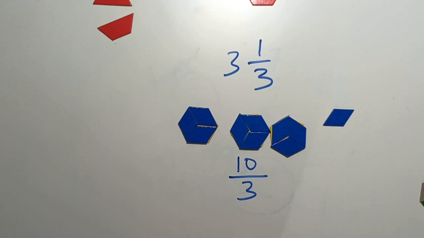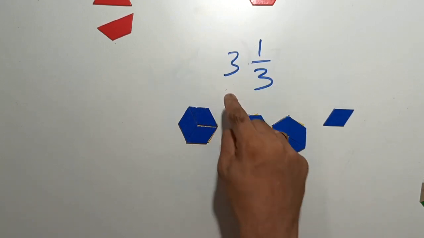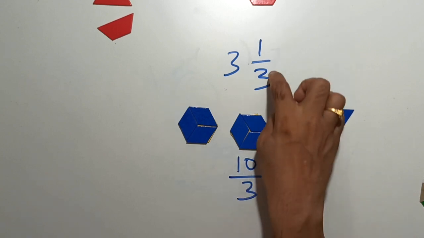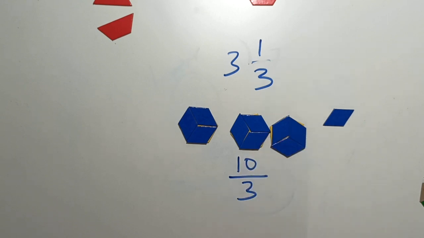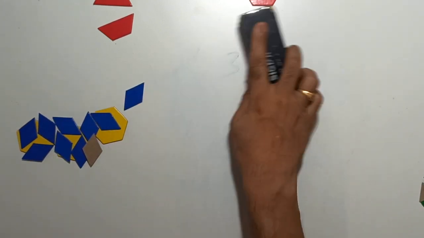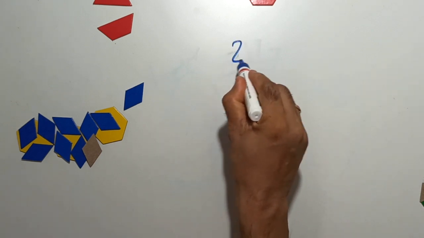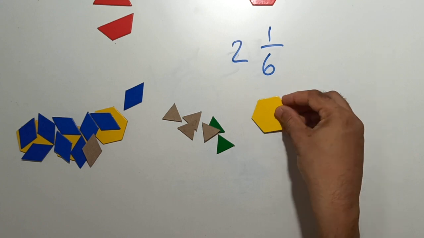The only thing that you need to remember in this is that this 3 represents 3 wholes. And to find out what your whole looks like, you need to look at the denominator. You've got 3 parts forming the whole. So just identify the piece that has 3 pieces forming the whole, and you'll be able to represent it. So just quickly one more example. Let's say I have 2 and 1 by 6. Which color has 6 parts forming the whole? It's your green color. So your whole looks like this.